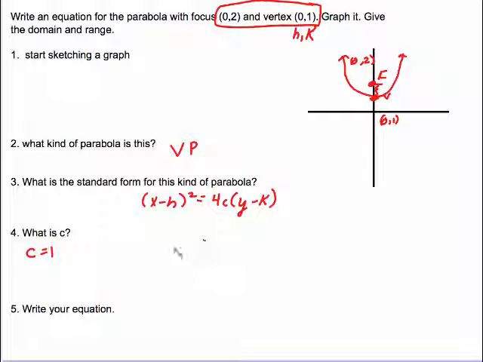And all I have to do now is plug into my standard form. So I will have x minus h, which was 0, and I'll clean that up in a minute, equals 4 times c, which is 1, times y minus 1. And to clean this up, my equation will just be x squared equals 4 times the quantity y minus 1.